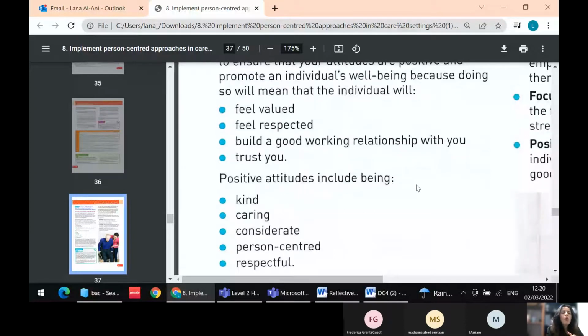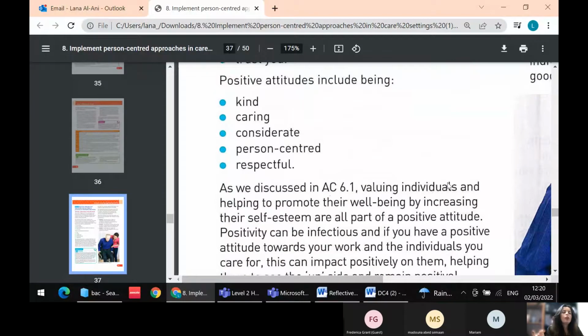Build a good working relationship with others. People will trust you. With a positive attitude, you will be kind to the people you work with. You will be caring. You will be considerate. You will have a person-centered approach. You will be very respectful to them. Yes, so if you are happy inside, you will reflect that.